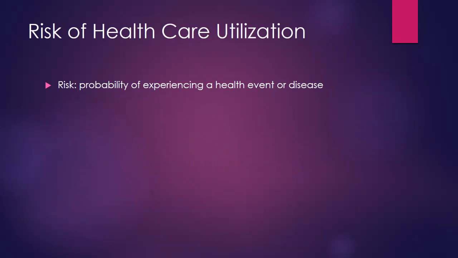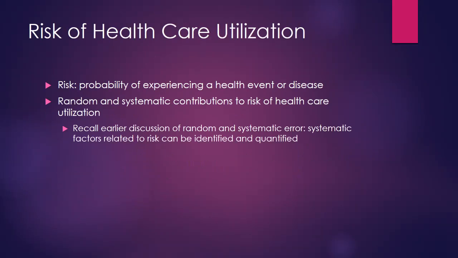So as we've said before, risk is the probability of experiencing a health event or disease. In the context of healthcare utilization, we might want to quantify the risk of using healthcare. And there are contributions to this that are both random and systematic. If you recall, earlier we talked about random and systematic error in the context of statistics, and it's kind of the same idea here. Random contributions to healthcare utilization are those that are difficult to predict and not associated with any particular patient characteristics, while systematic errors are those that we can identify and quantify.